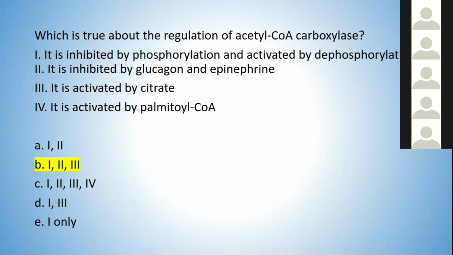And then it's going to be activated by citrate, because think about it: glucagon is just telling you that you want to make your glucose, right? You want to break down that glycogen to glucose, and then citrate is telling you, okay, well, you already have all that stuff, you don't need to do that. But that's going to be our 1, 2, and 3. And then 4 is telling you that it's going to be activated by palmitoyl-CoA, which doesn't make sense because we know that palmitoyl-CoA is the very last step, the end product of using ACC and getting that malonyl-CoA.